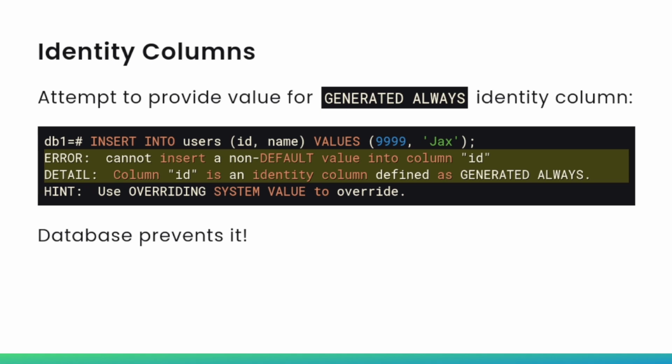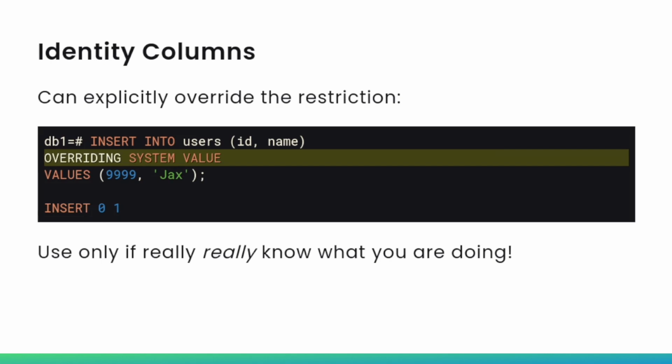However, Postgres was kind enough to provide us with a little escape hatch. What we can do if we really need to add this value, we can do insert into and then provide overriding system value, which tells Postgres, I know that this is an identity column with generated always, but trust me, I know what I'm doing, accept this value. And now we can do that.